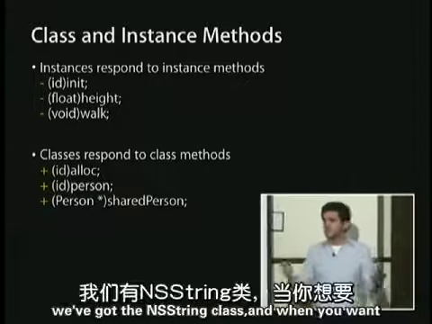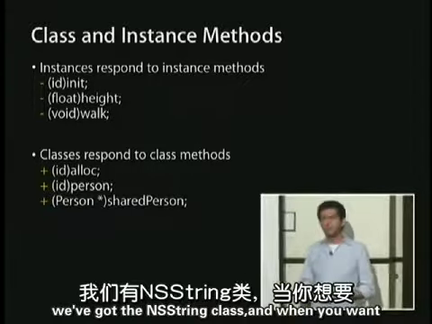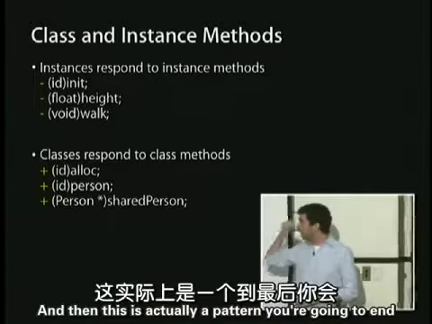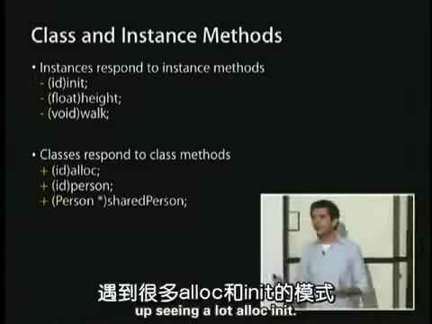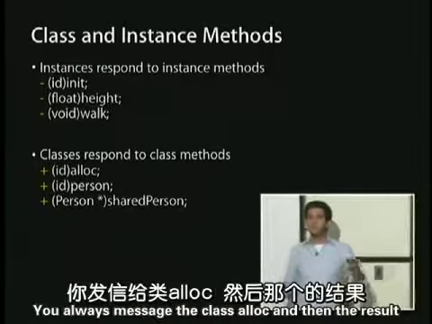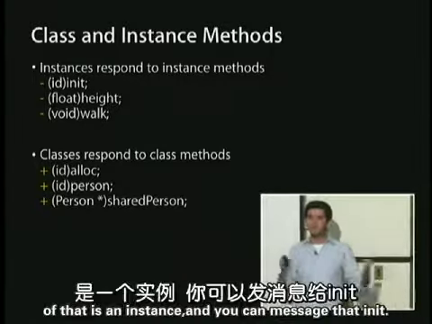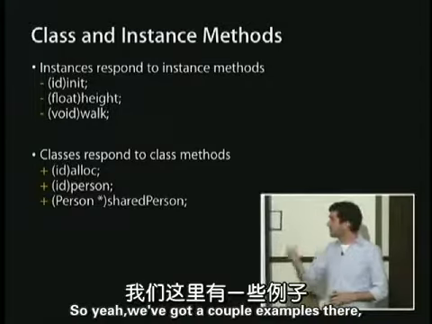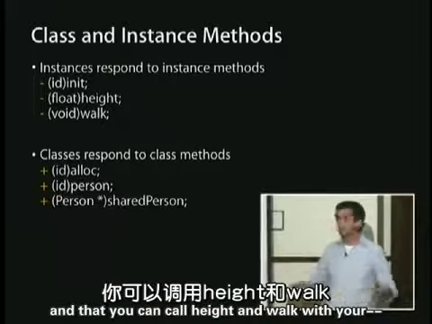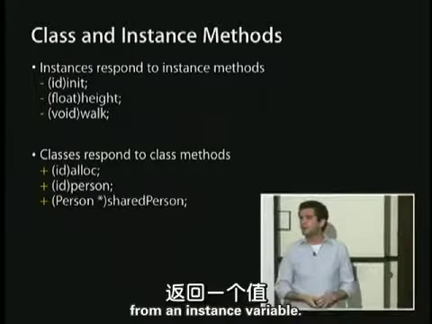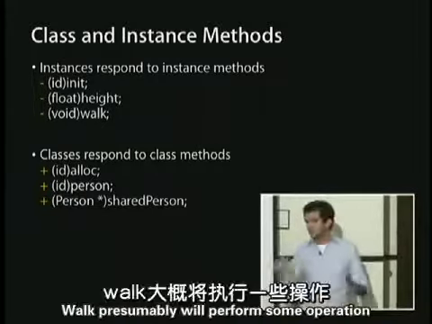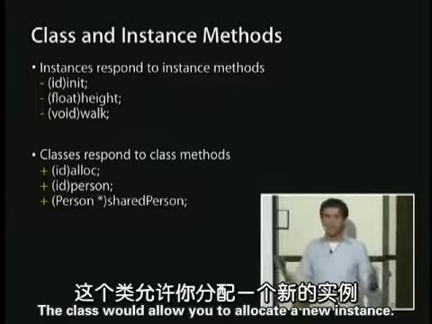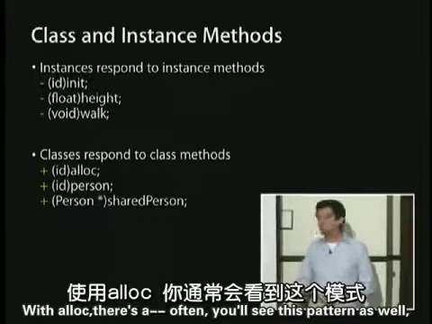So if you're dealing with a string, we've got the NSString class. If you want to allocate one, you call just NSString alloc. You can send that directly to the class. And this is actually a pattern you're going to see a lot, alloc and init. You always message the class alloc, and then the result of that is an instance, and you can message that init. So we've got a couple examples there. You can call height and walk, where height's probably going to return a value from an instance variable, and walk presumably will perform some operation that makes somebody walk. The class would allow you to allocate a new instance with alloc.